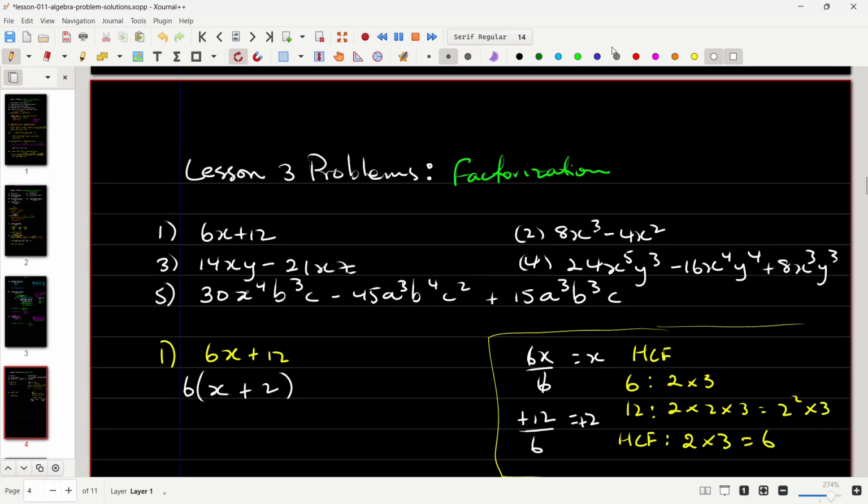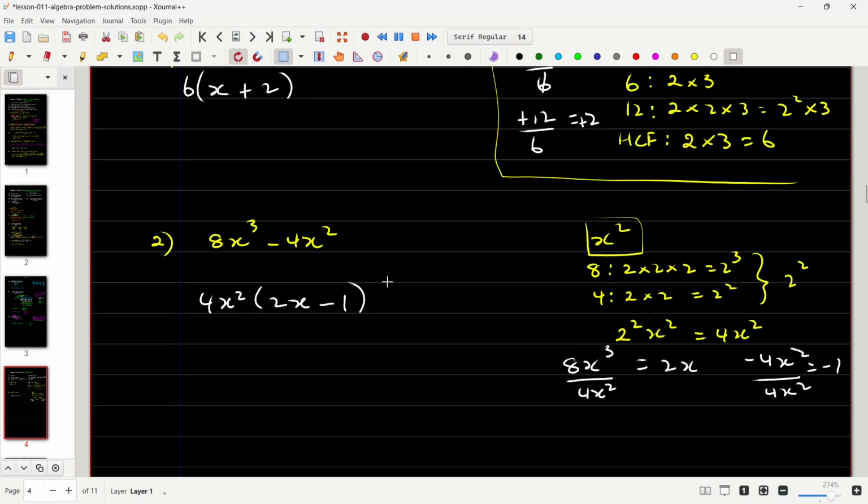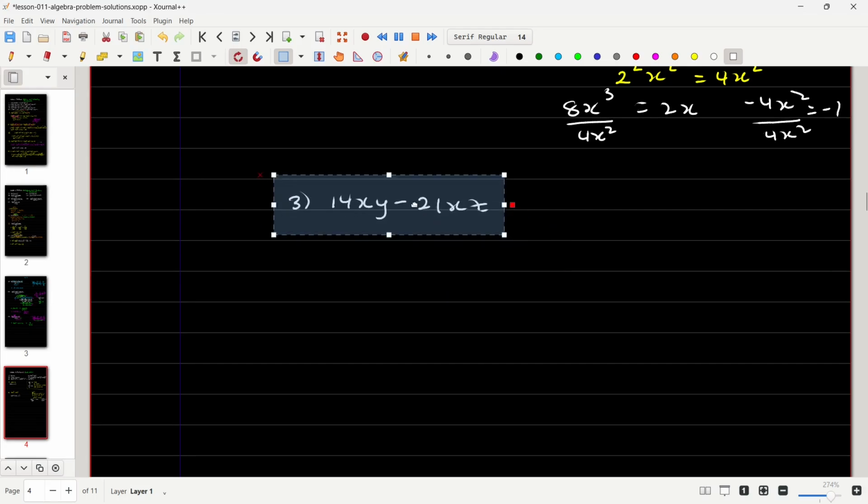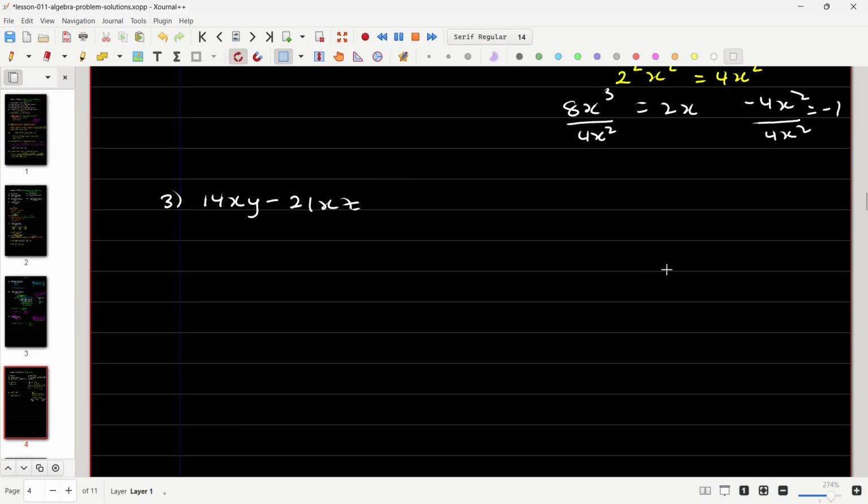All right, let's go on to the little bit more complicated ones. So this is number 3. Control C, Control V, put it here. And let's see, we have to look at the common factors of the variables. For the variables, we have x alone in common. The y is not in common, and the z is not in common.